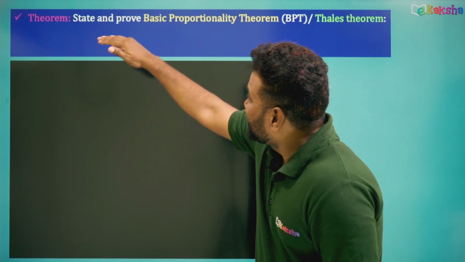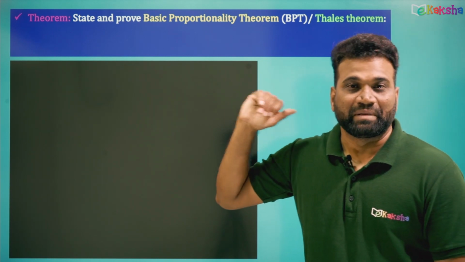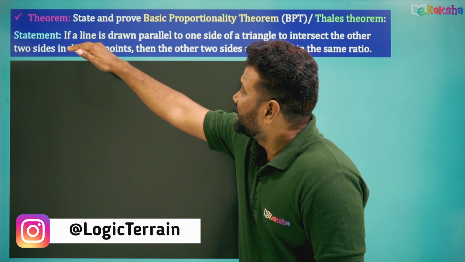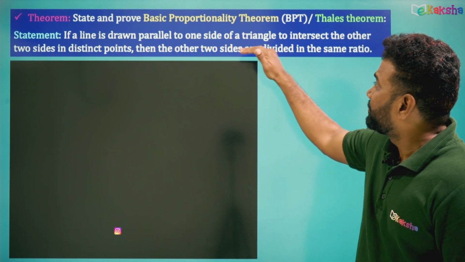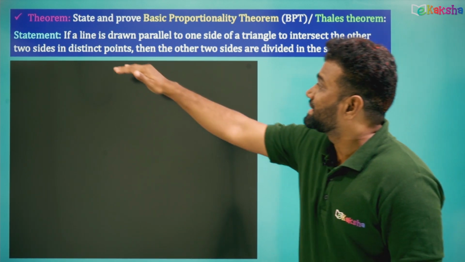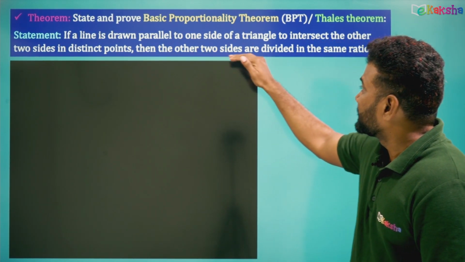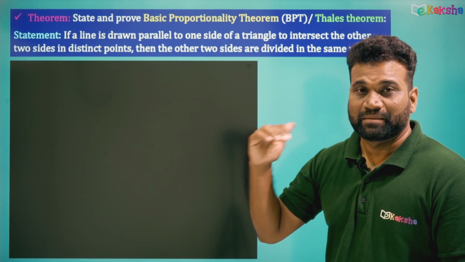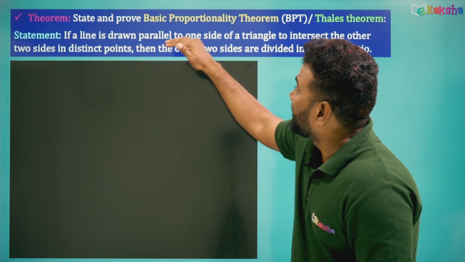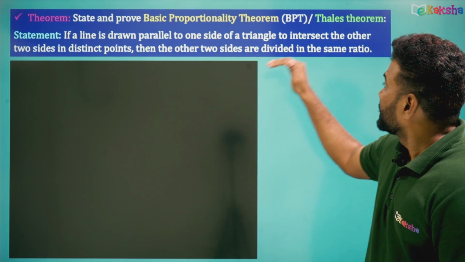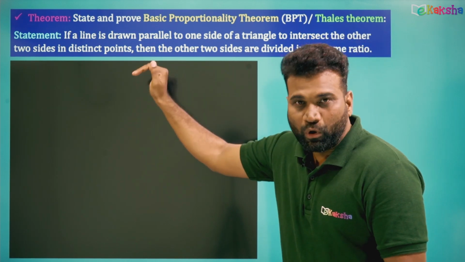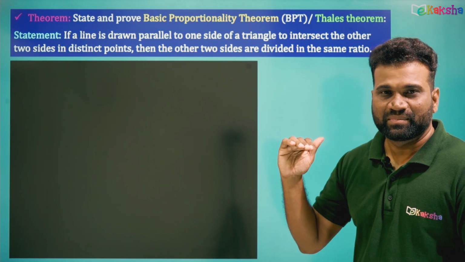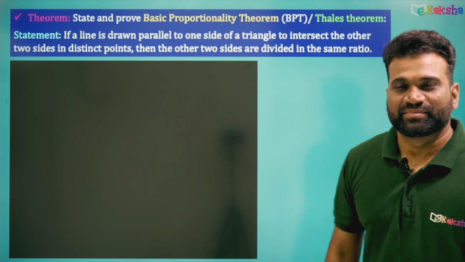Theorem. State and prove basic proportionality theorem, in short BPT, or we can also say Thales theorem. Whose statement is, if a line is drawn parallel to one side of a triangle to intersect the other two sides in distinct points, then the other two sides are divided in the same ratio. So according to basic proportionality theorem, the statement says that if a line is drawn parallel to one side of a triangle to intersect the other two sides in distinct points, then the other two sides are divided in the same ratio. Clear? Let's visualize this statement as a figure.